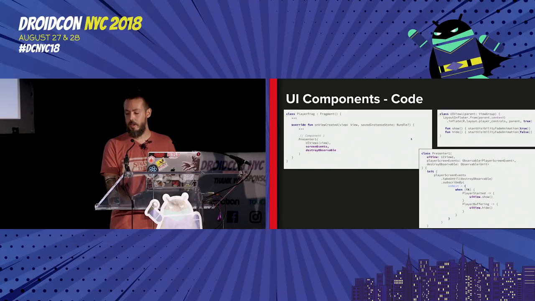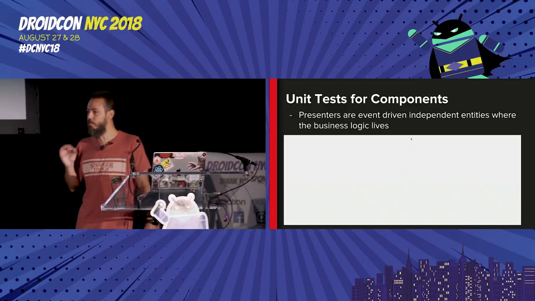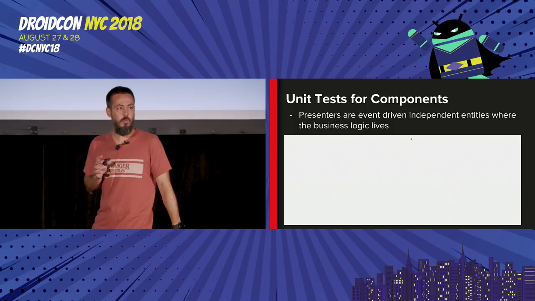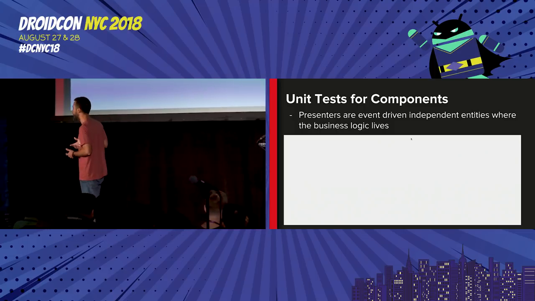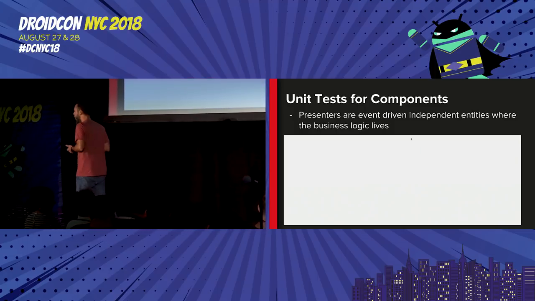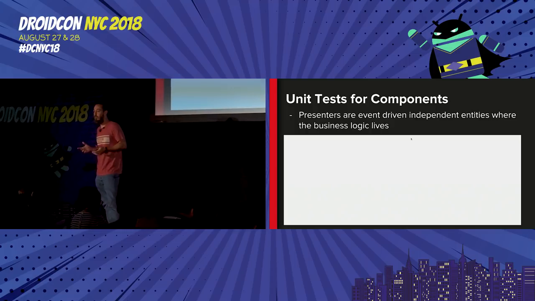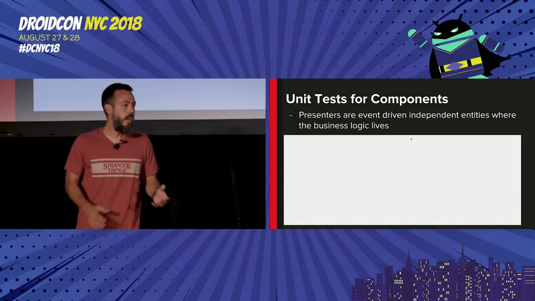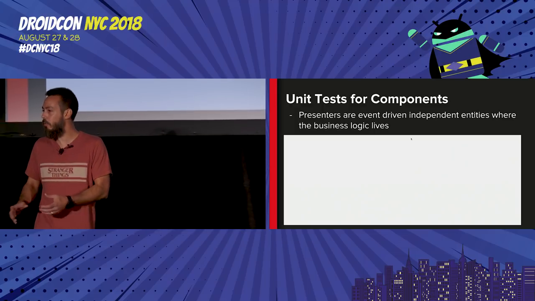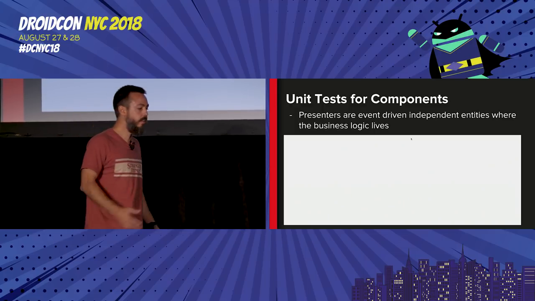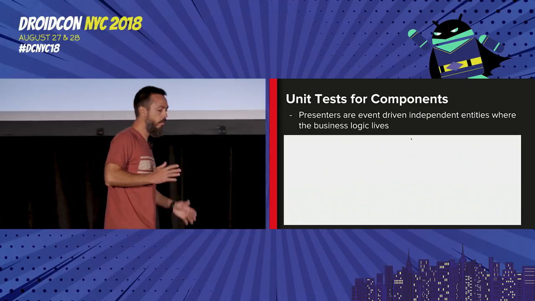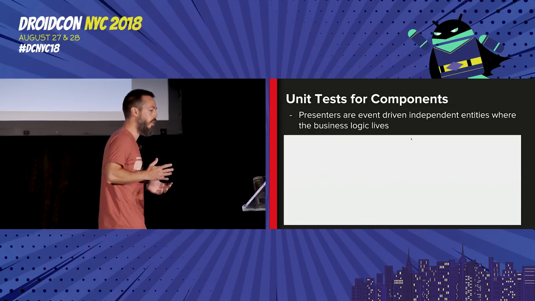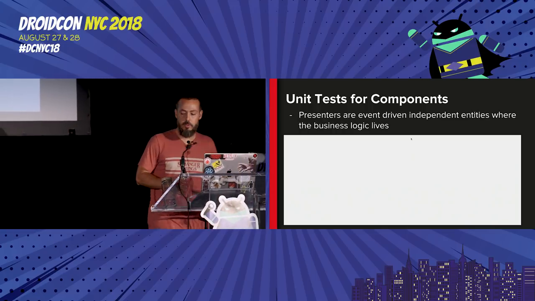Now we also want to see the testing part, because this is very important for us, and this is one of the reasons why we started to create this architecture. If we have all the code inside a fragment, it's very hard to test. There are a lot of Android dependencies, and you have to mock contexts, you have to create a fake activity, and it's all very hard. So with this architecture, the presenters are the ones that have the business logic, so the presenters are the ones that we want to test.